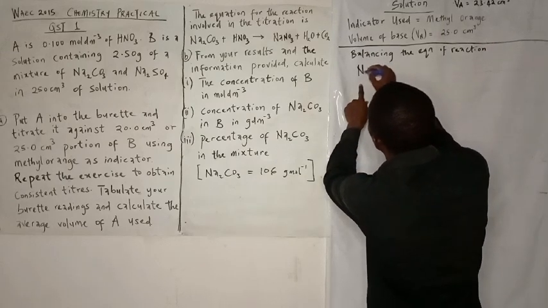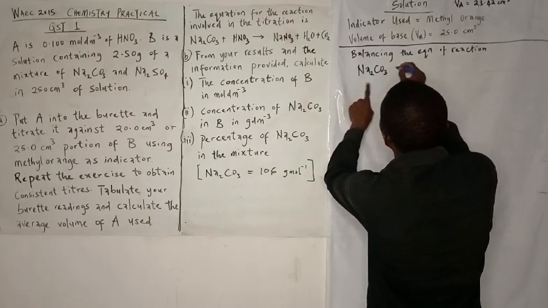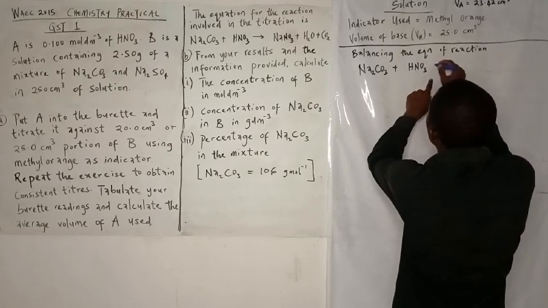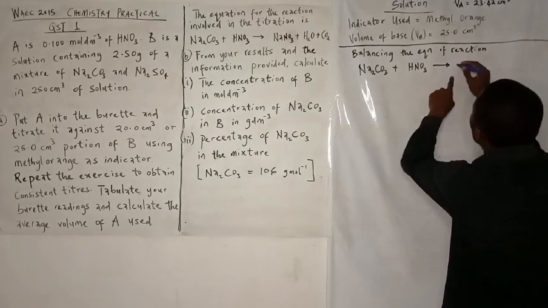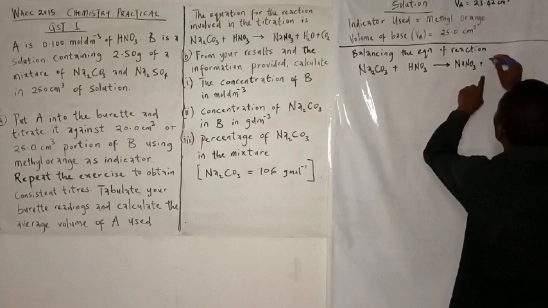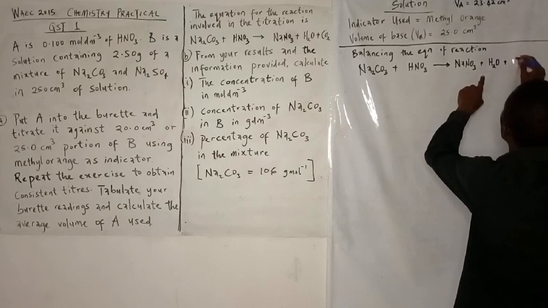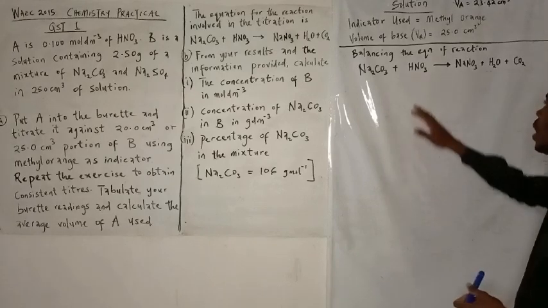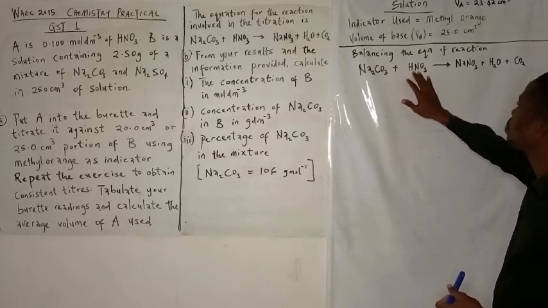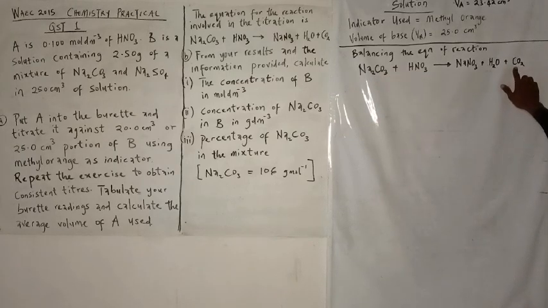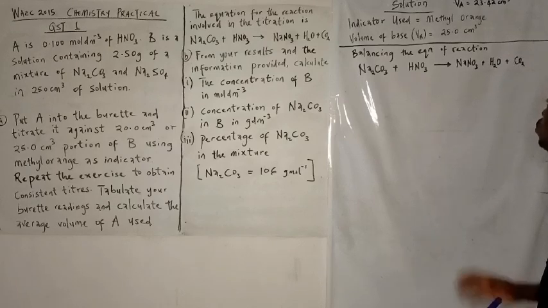So we have Na2CO3 plus HNO3, which will yield NaNO3 plus H2O plus CO2. And don't forget that whenever an acid reacts with trioxocarbonate, carbon(IV) oxide will be liberated, and so we have it like this. So we look forward to balancing this equation.